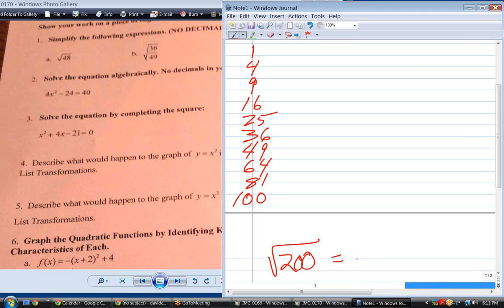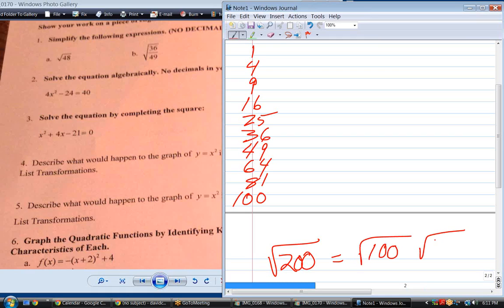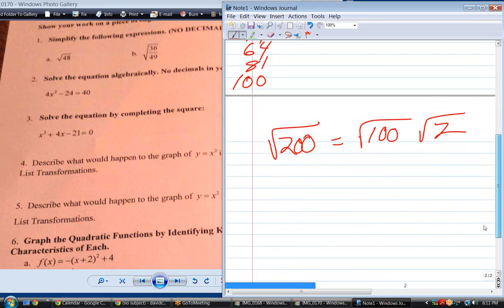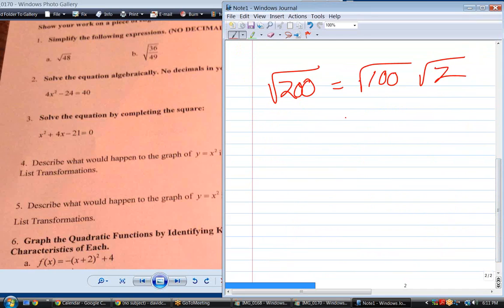Would be 2 times the square root of 10? Yeah. Square root of 100. The square root of, let's do this methodically here. In other words, let's always do this step. And now you can change the square root of 100 to 10. So there's your answer.